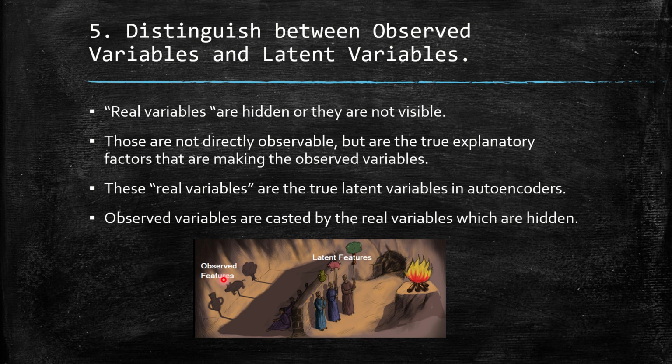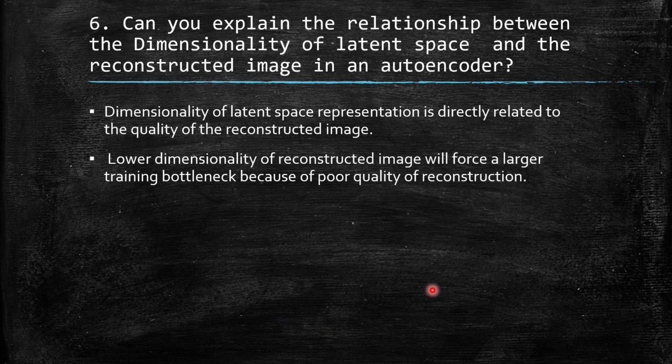The real variables are hidden. They are not visible to these guys, and these real variables are the true latent variables. They are the true ones, but observed variables are cast by the real variables which are hidden. You can see that these prisoners only get to see the observed content, which is nothing but a shadow of the original content. This is the major difference between the observed variables and the latent variables.